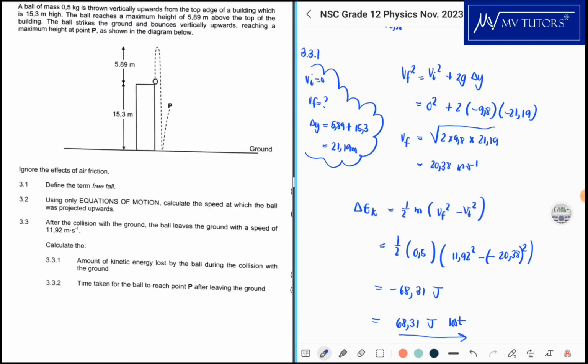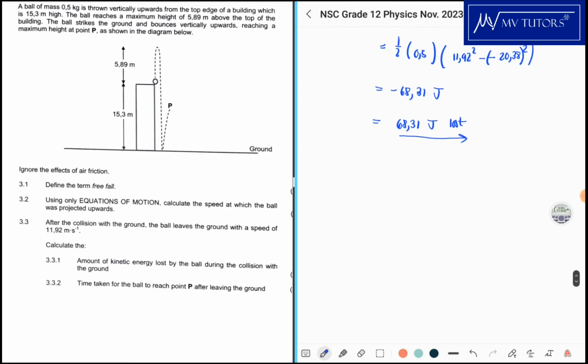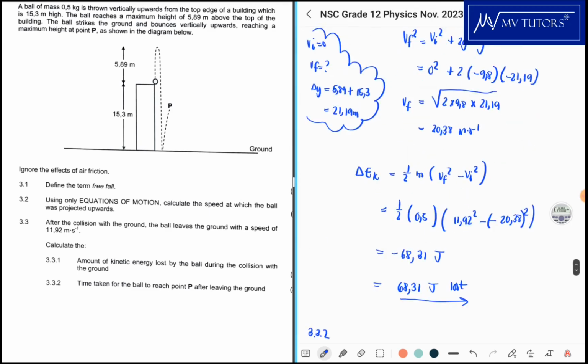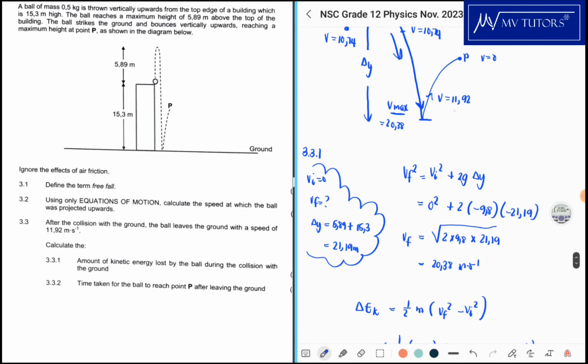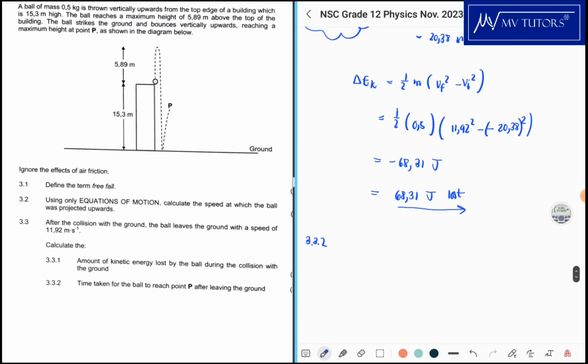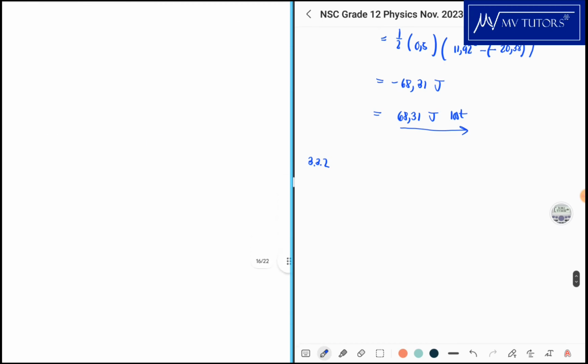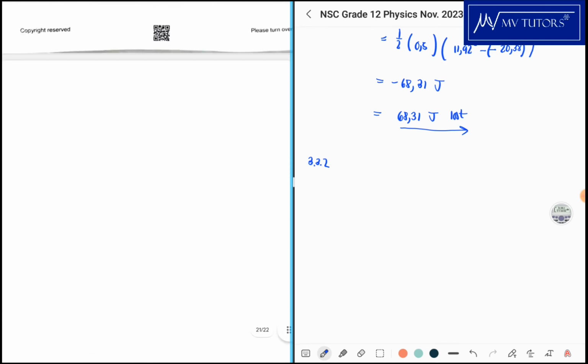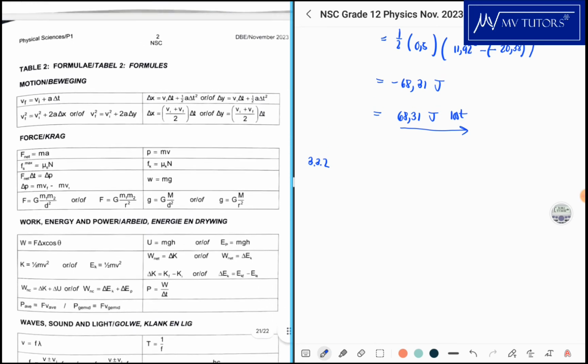All right, and then 3.3.2. It says the time taken for the ball to reach point P after leaving the ground. Okay, so our initial velocity will be 11.92 and our final will be 0. But now we need an equation that incorporates time. So let's see, equations of motion: final velocity, initial velocity, time. That's the first equation that I'm seeing there.